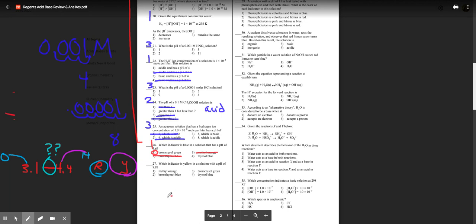Which indicator is yellow in a solution with a pH of 9.8? So methyl orange, yellow. That's got to be our answer. But I'm just going to double check, just to make sure. Yellow is below 6, so that's not going to be it. Bromocresol green, yellow is below 3.8. Thymol blue, yellow is below 8. So that is indeed choice 1.